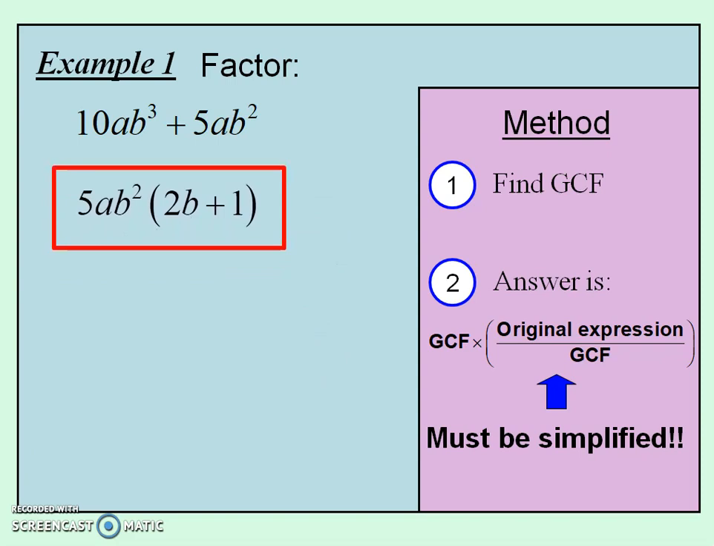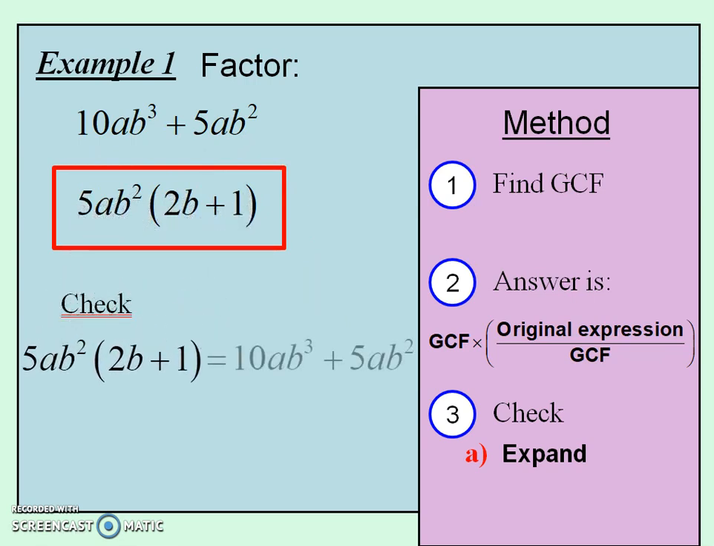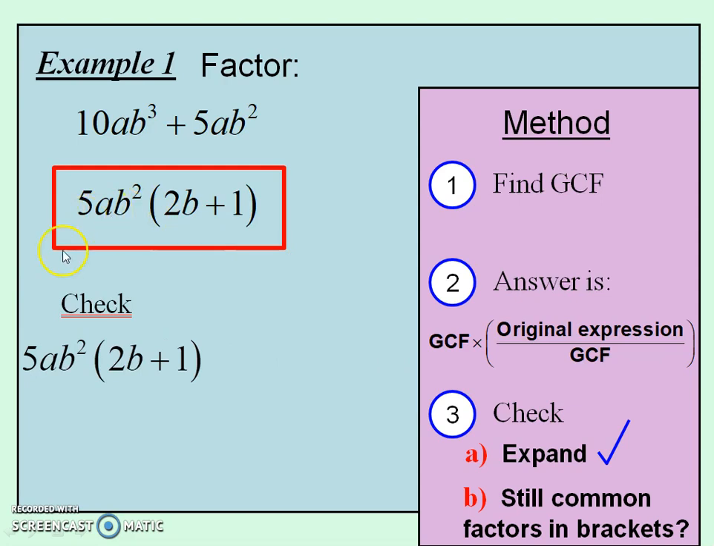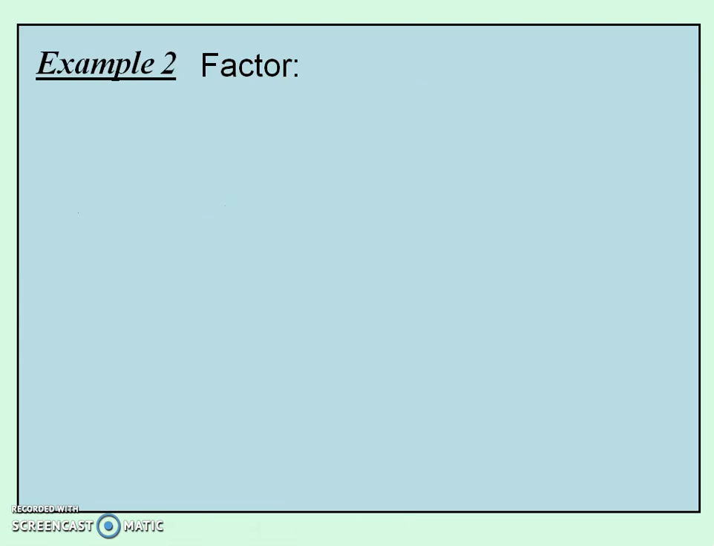But before I do, just to let you know, it's a good idea to check these. Checking this means two things. One, it means that if you were to expand this, if you multiplied it back out, you should get the original. If I multiplied this one back out, I would get the original, so that's a check. And another thing that you should check for is to see if what you have left in the brackets has any common factors. Here, in this case, 2b and 1 do not have any common factors. So that's a check too. That's the final answer, and it is good.